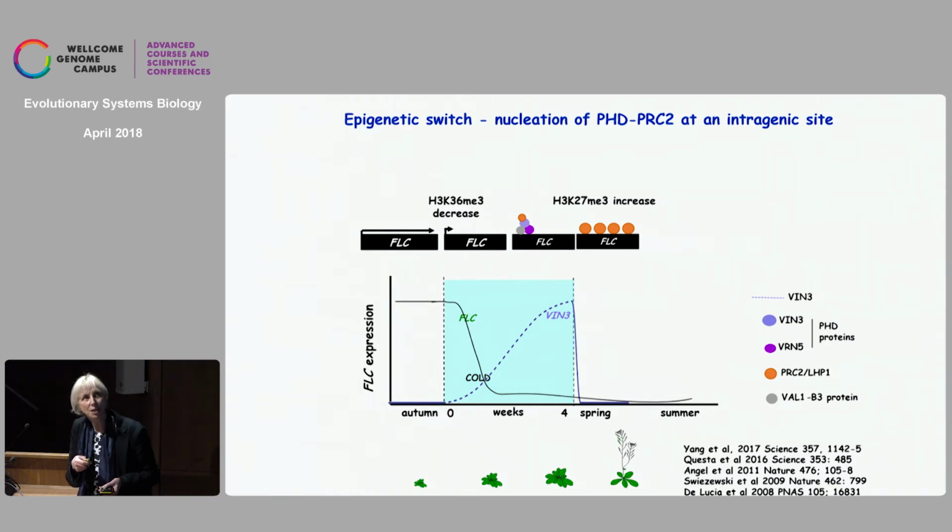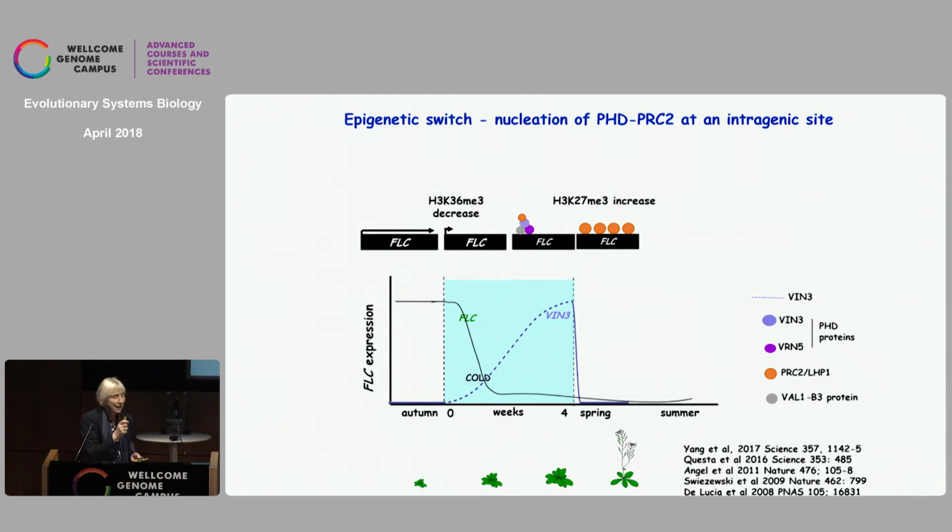So here's the PRC2, this orange thing here. And there's 2 PHD proteins and actually a DNA binding protein called Val1 that localizes just at one site in the intron of the gene. And that's what happens in the cold. That binds, and that follows. You need to transcriptionally silence the gene first, and then you get nucleation of this chromatin polycomb silencing. It accumulates in the cold, and that's the switch in the cold. That confers a metastable switch.